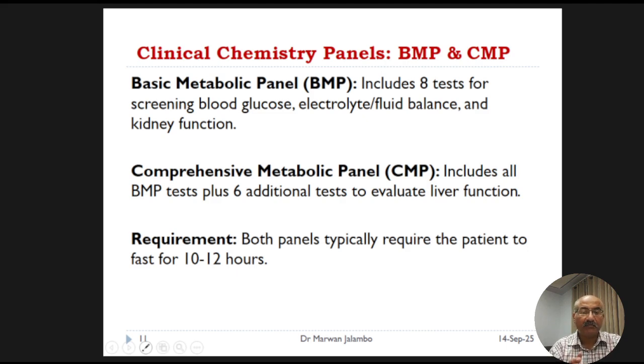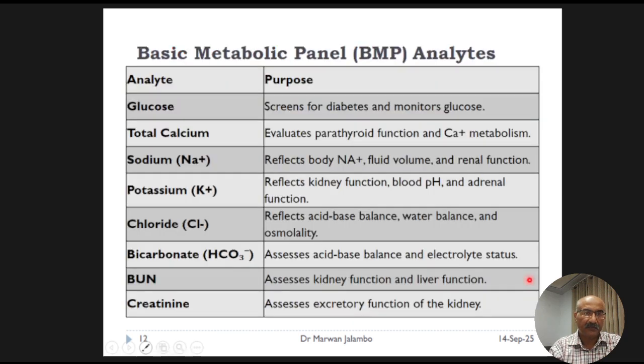So let's break down the components of the BMP first. These are the 8 laboratory tests: 1, 2, 3, 4, 5, 6, 7, 8. Starting from glucose, total calcium, sodium, potassium, chloride, bicarbonate, blood urea nitrogen, and creatinine. So glucose is used to screen for and monitor diabetes.